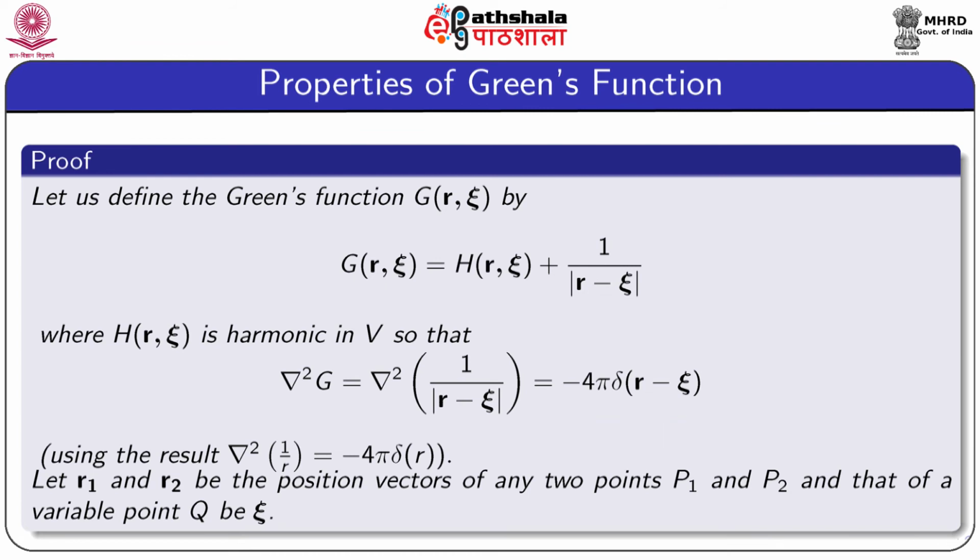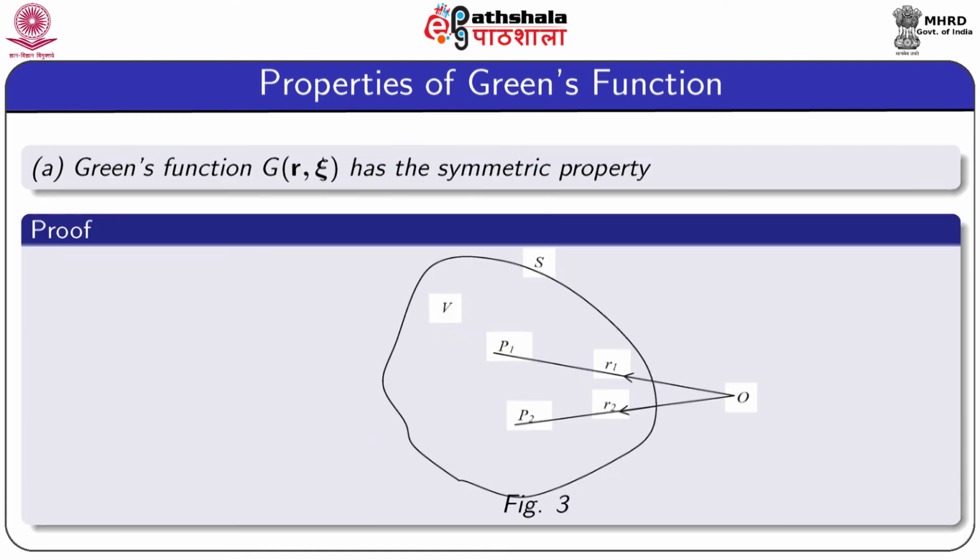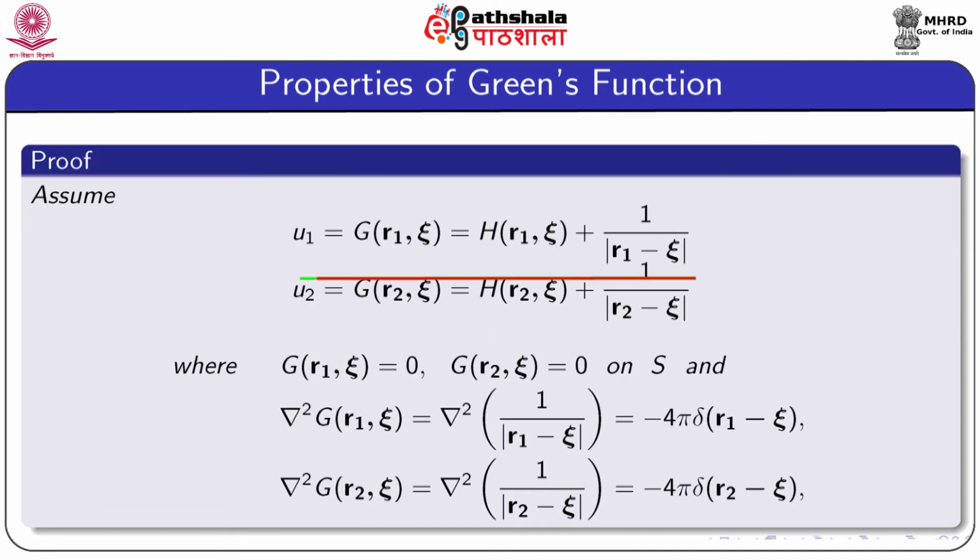Now, we assume 2 points P1, P2 in the region V. As you can see in this figure, we have taken 2 different points P1 and P2 having position vectors r1, r2 respectively within the region capital V, and S is the boundary of the region capital V. We assume u1 as G at r1 xi is equal to H at r1 xi plus 1 divided by mod r1 minus xi, u2 equals G at r2 xi equals H at r2 xi plus 1 divided by mod r2 minus xi.